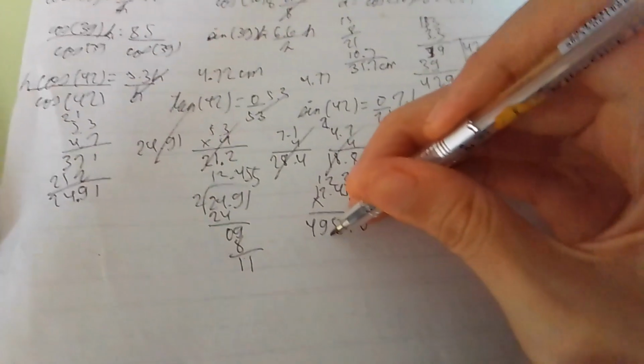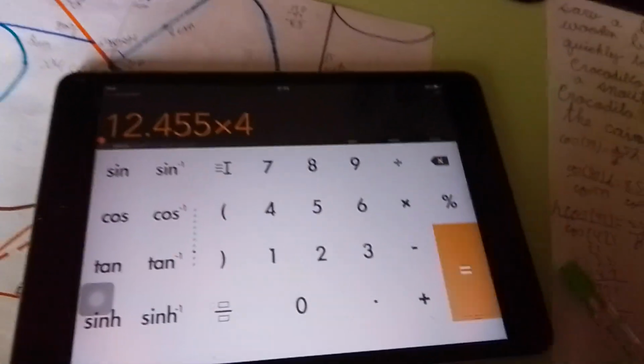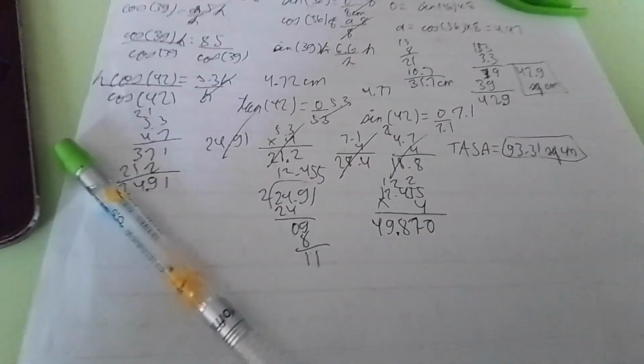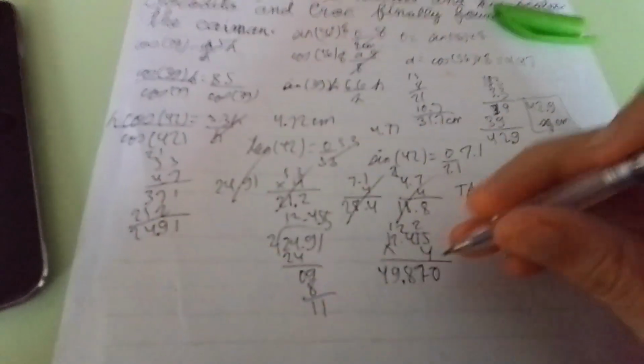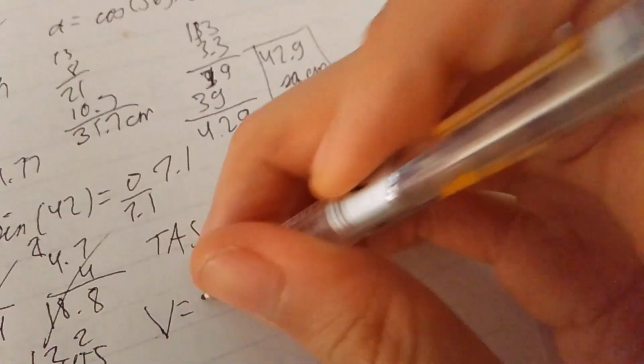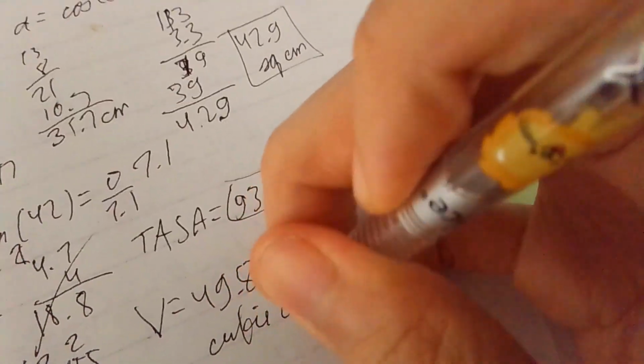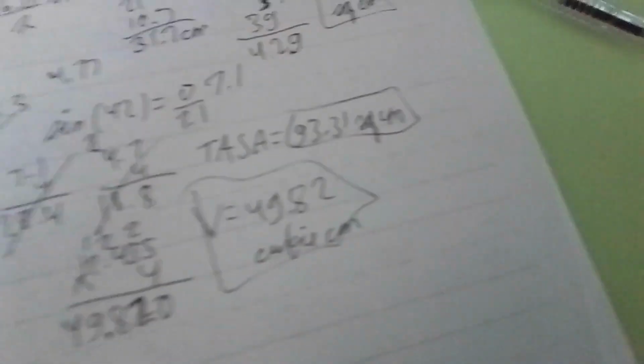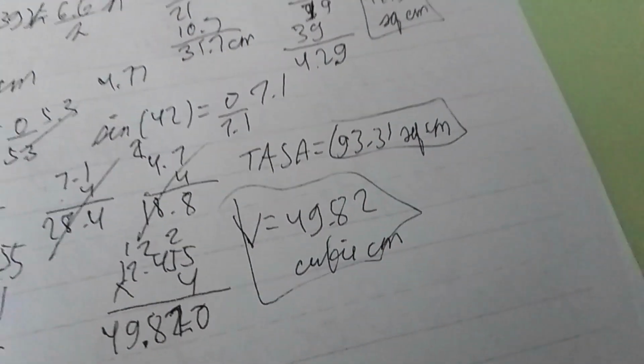Yes. So now let's see if we're correct. Ta-da! We're done. Thank the Lord. Alright, so that's 49.82. So that is the volume. The volume of the figure is 49.82 cubic cm. Sorry, my handwriting looks wrong, but thank you anyway. Thank you.